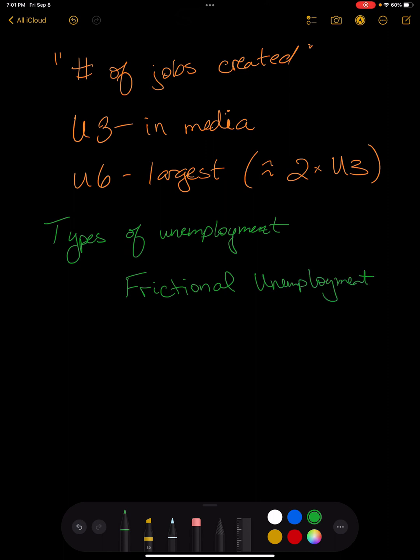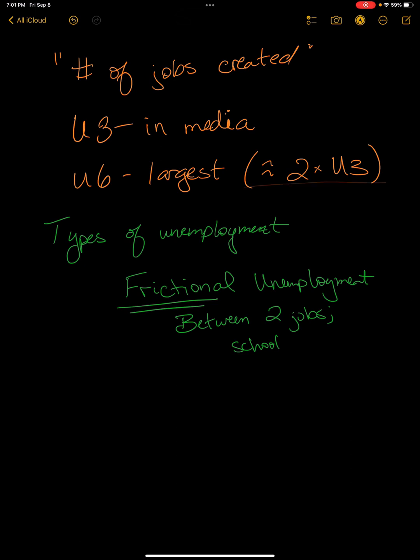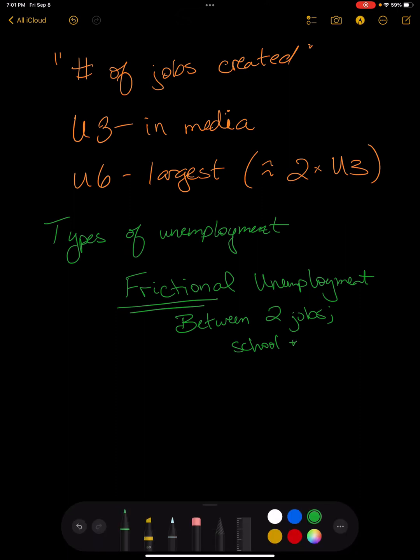Root word of frictional is friction. If you know the definition of friction, it's the force between two objects. So frictional unemployment just means you're in between. You're in between two good jobs or in between school and a job, but still that idea of you have the right skills, you're well qualified for things. The economy will likely, or I shouldn't say the economy, you will likely find another position in the near future.